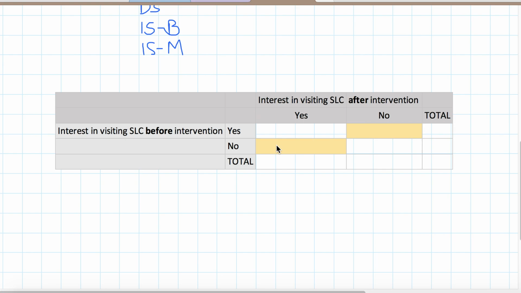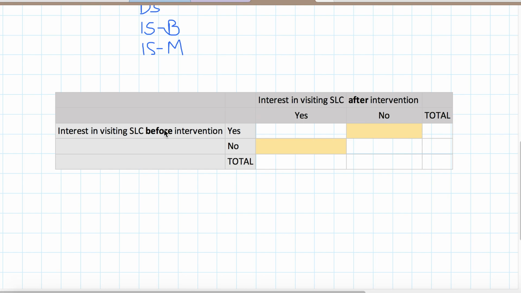The kinds of questions that we can ask of the McNemar chi-square test is whether there is a change in some kind of yes-no or dichotomous variable over time. So that's one of the kinds of questions that we can ask. For example, in a hypothetical scenario, we assembled 200 people and we asked them a simple survey question: are you interested in visiting Salt Lake City? We asked them this question before some kind of intervention, and a bunch of them said yes, some of them said no.